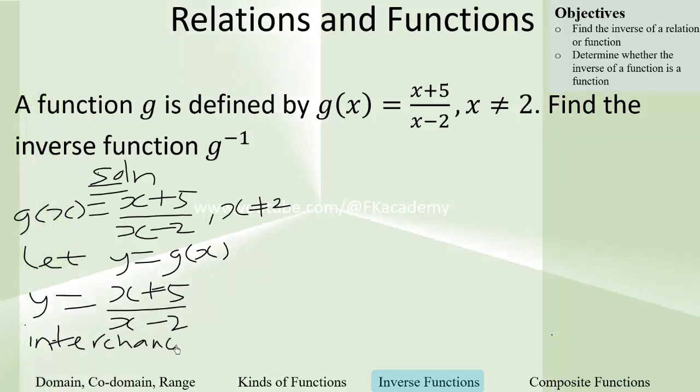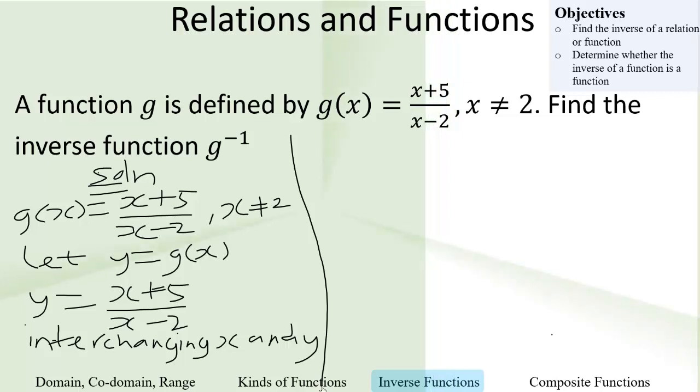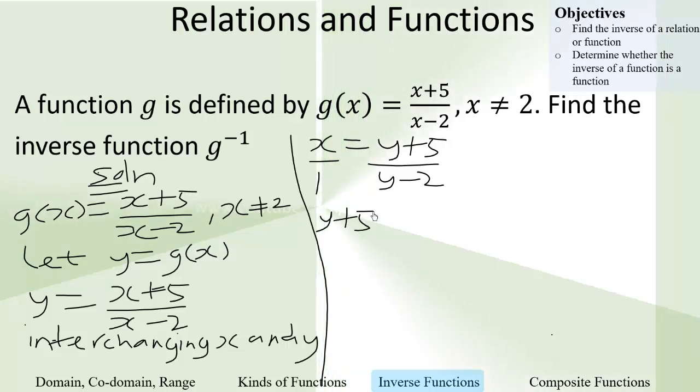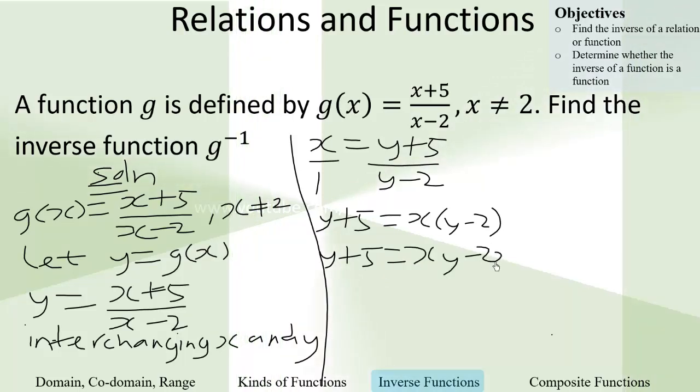So interchanging x and y, we are going to get x to be equal to y plus 5 over y minus 2. So we cross multiply. 1 times y plus 5 is y plus 5. Then x times y minus 2. So y plus 5 will be equal to xy minus 2x.